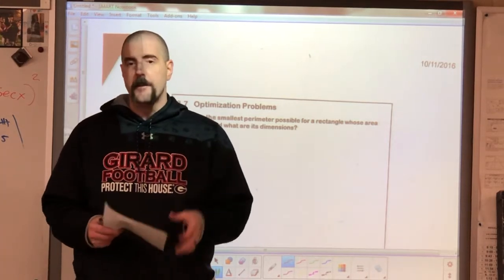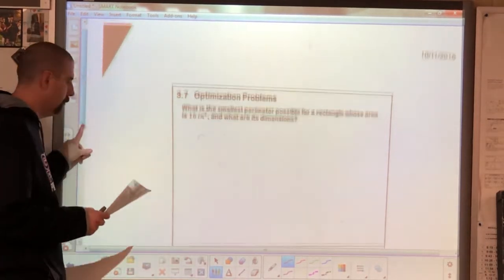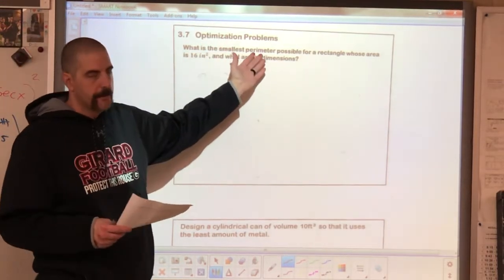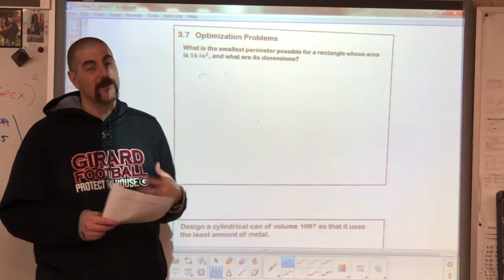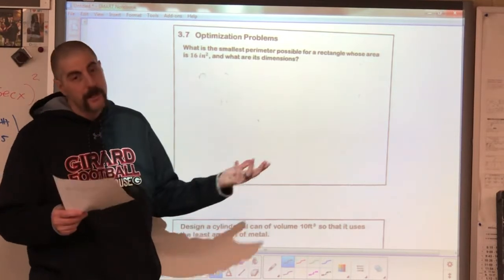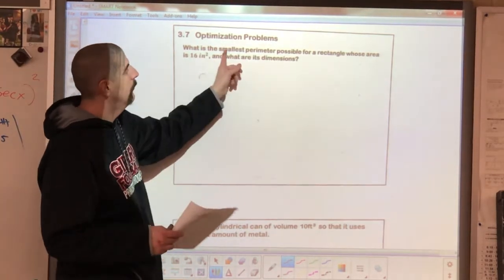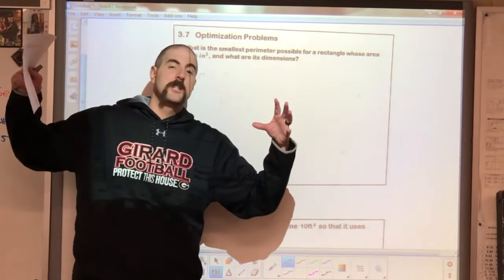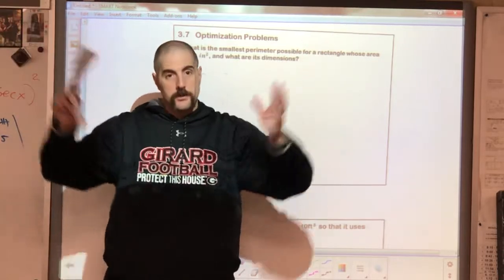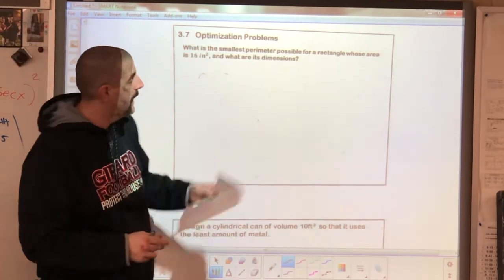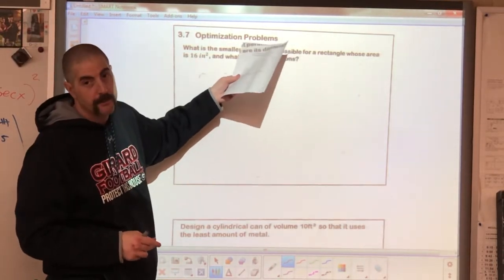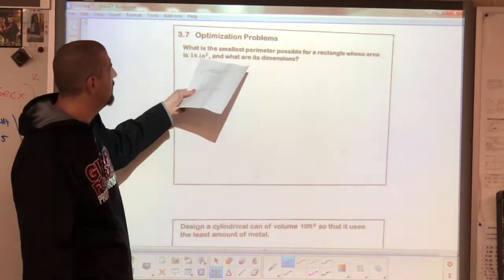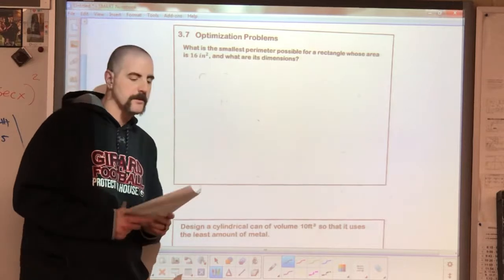For optimization problems, you have to take the wording of the problem and find what formula. A lot of times they don't give you that formula, sometimes they do. So this one says, what's the smallest perimeter? You'll know it's an optimization problem because you always want the largest or smallest something. In this case, the largest or smallest perimeter possible for a rectangle whose area is 16 inches squared, and what are its dimensions?